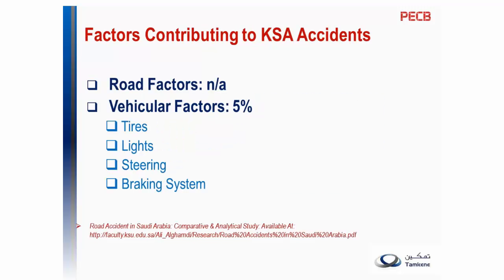Okay. Based on the research of Al Ghamdi, he said that there are several contributing factors to KSA accidents. One of those will be road factors, which has something to do with infrastructure. During that time, there was no available data to correlate the road factors to KSA accidents. But vehicular factors are only 5%, which includes the basic safety of tires, lights, steering, and the braking system.